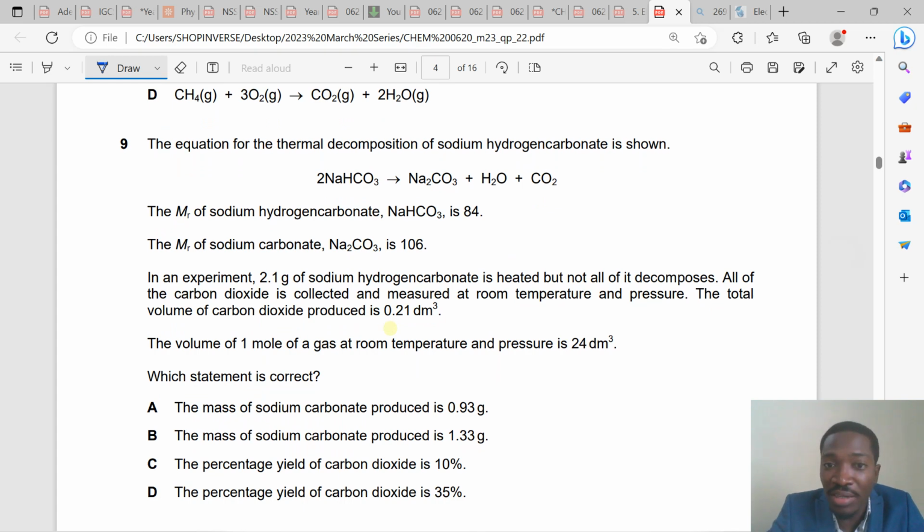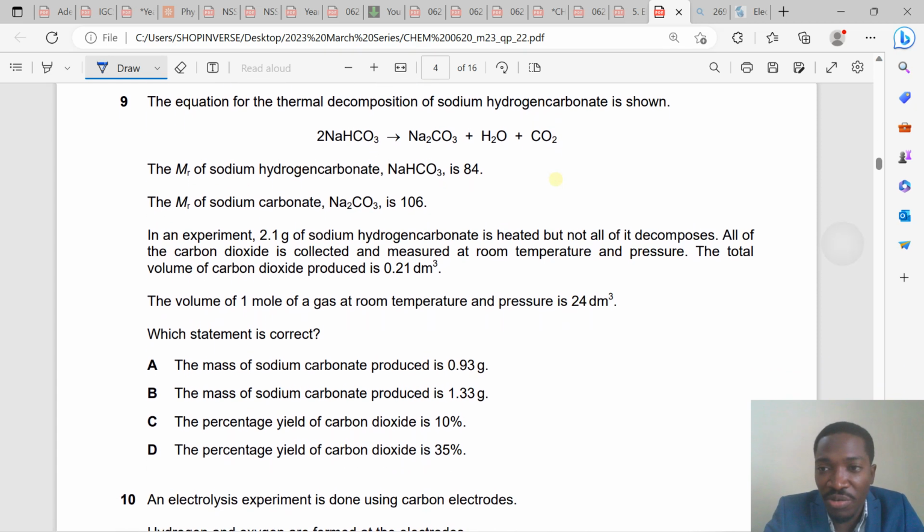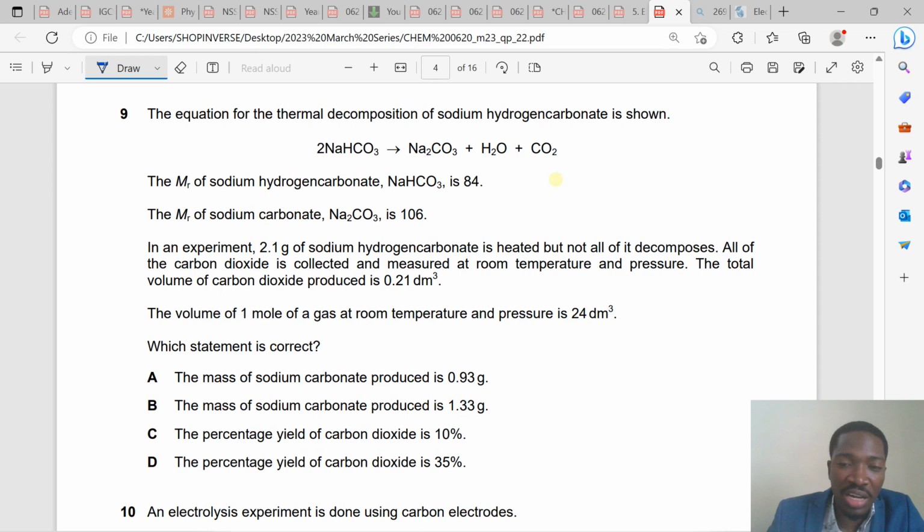The equation for the thermal decomposition of sodium hydrogen carbonate is shown. Okay, it forms sodium carbonate, water and carbon dioxide. Yes, sodium hydrogen carbonate. Yes, sodium carbonate. Thermal decomposition is a general property among carbonates. They can be decomposed on heating. The relative molecular mass of sodium hydrogen carbonate NaHCO3 is 84. The relative molecular mass of sodium carbonate Na2CO3 is 106.